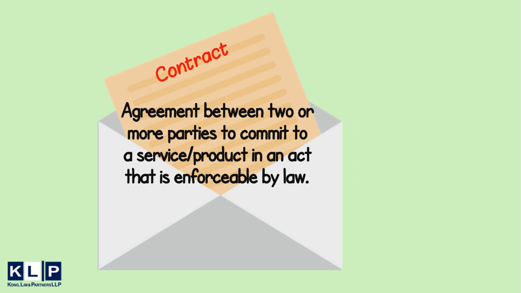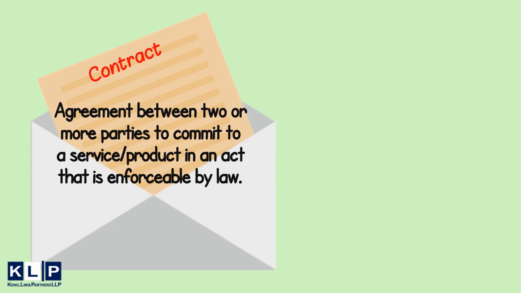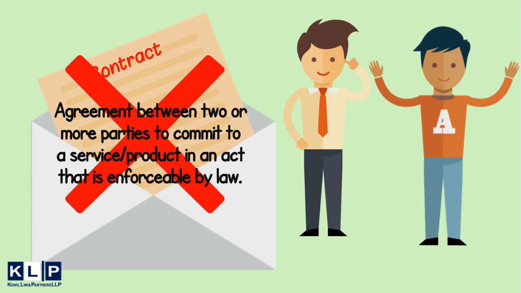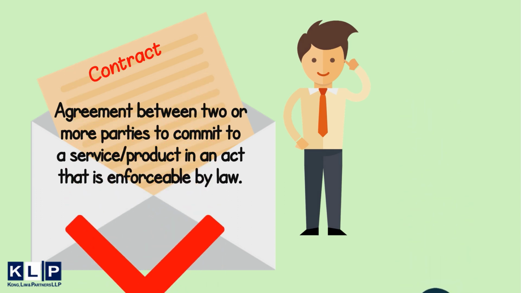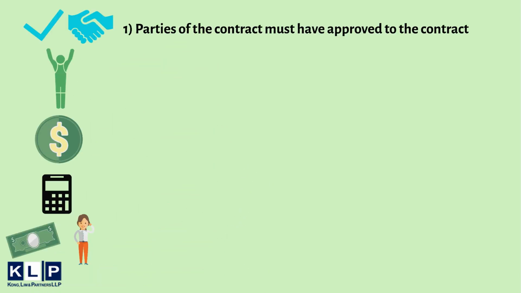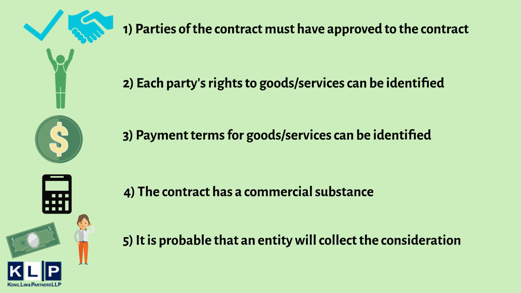IFRS 15 has a few requirements in order for an agreement to be qualified as a contract. Firstly, a contract does not exist if each party to the contract has the unilateral enforceable right to terminate a wholly unperformed contract. Secondly, all contracts must meet 5 attributes at the start of the arrangement in order to be considered a contract with a customer. These have been introduced to you in our overview video.